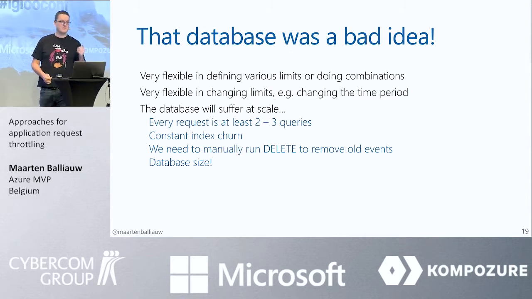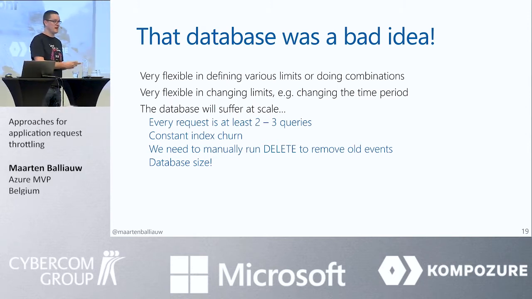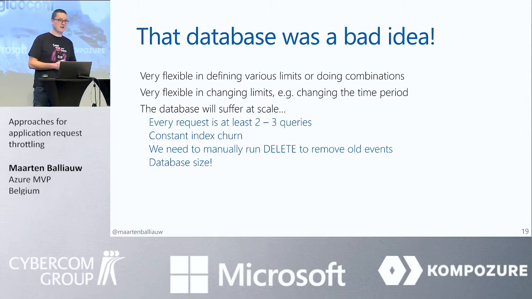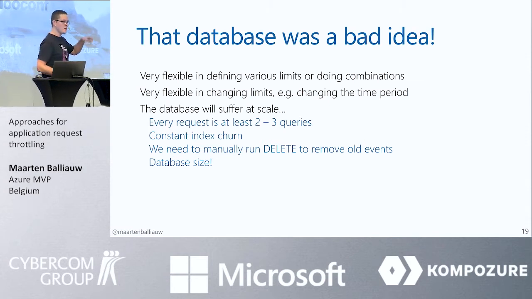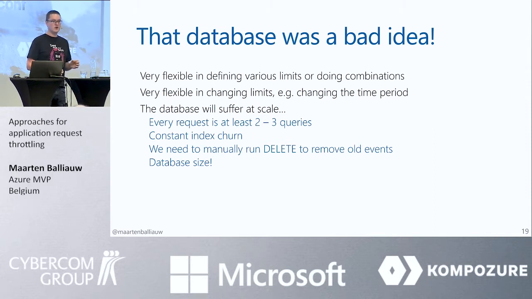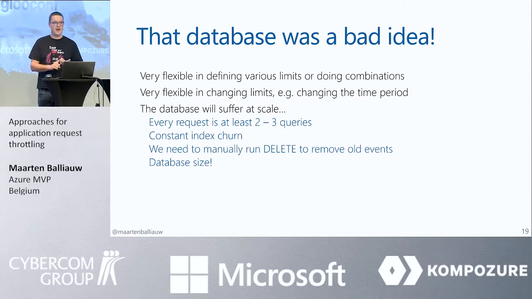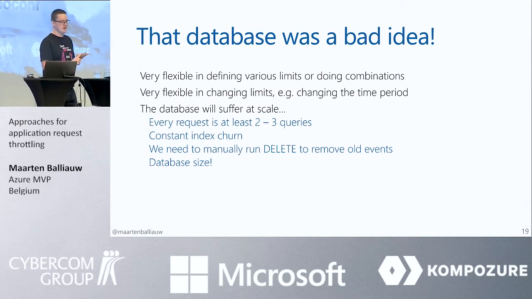The problem is that the database is going to be my next bottleneck. It is a scarce resource and I have to rate limit my scarce resources, right? That's what I said earlier in this talk. So the database will actually suffer at scale. If you have lots of requests coming in, every request that has to go through my rate limiting filter is at least 2 queries, potentially 3 queries. Why? I have to insert an event, I have to run a count on the number of events that I have, and I probably also want to do some cleanup because I may not be interested in events from last week, so I have to do a delete as well periodically.